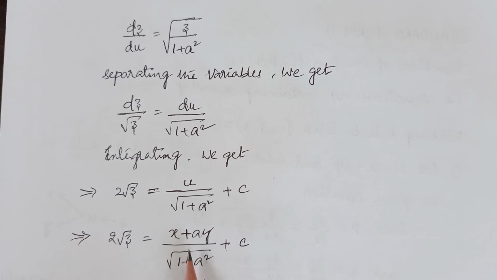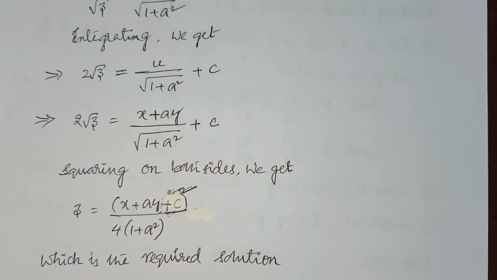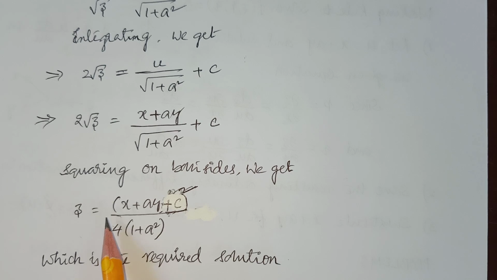So 2 root z is equal to, what is u? We assumed u is x plus ay. Once you got the solution of the ordinary differential equation, substitute that u, which is x plus ay. Squaring on both sides, we get z is equal to (x plus ay plus c) whole square by 4 into 1 plus a square, which is the required solution.